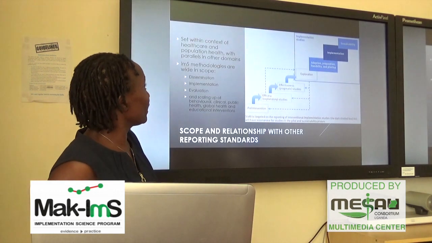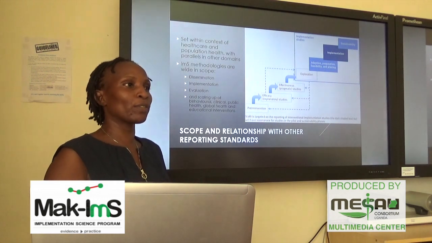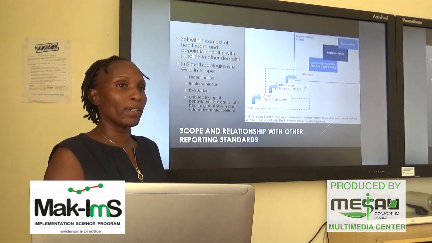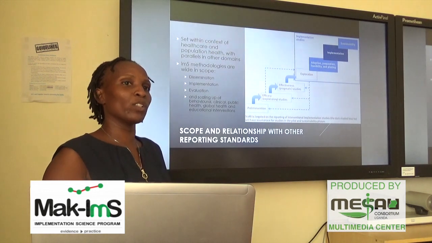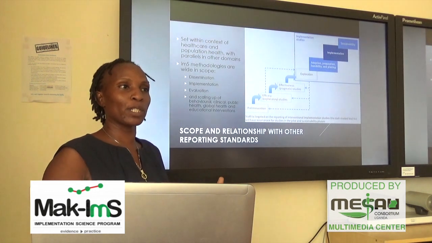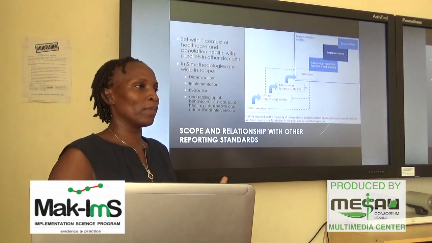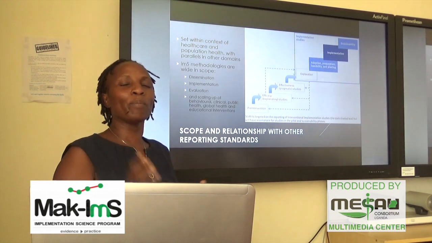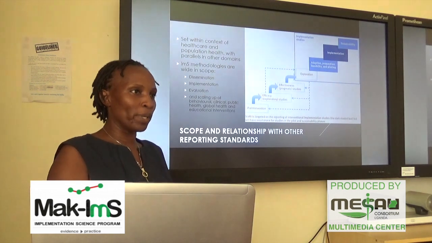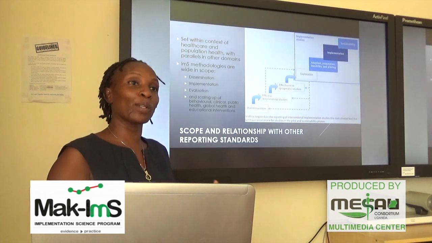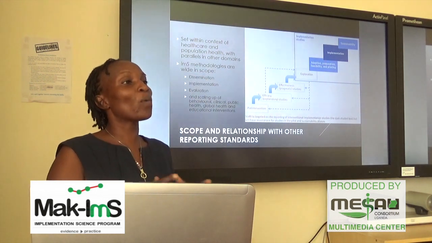So, the STARI guidelines were actually set within the context of healthcare and population health, which most of us in this room would deal with. However, we know that implementation science is not limited to that. It's wide. It's used in a number of settings away from just population health, whether it is education settings, economics and many different fields. Therefore, although we are looking at the STARI guidelines within the health and population setting, just keep at the back of your mind that implementation science is so wide.